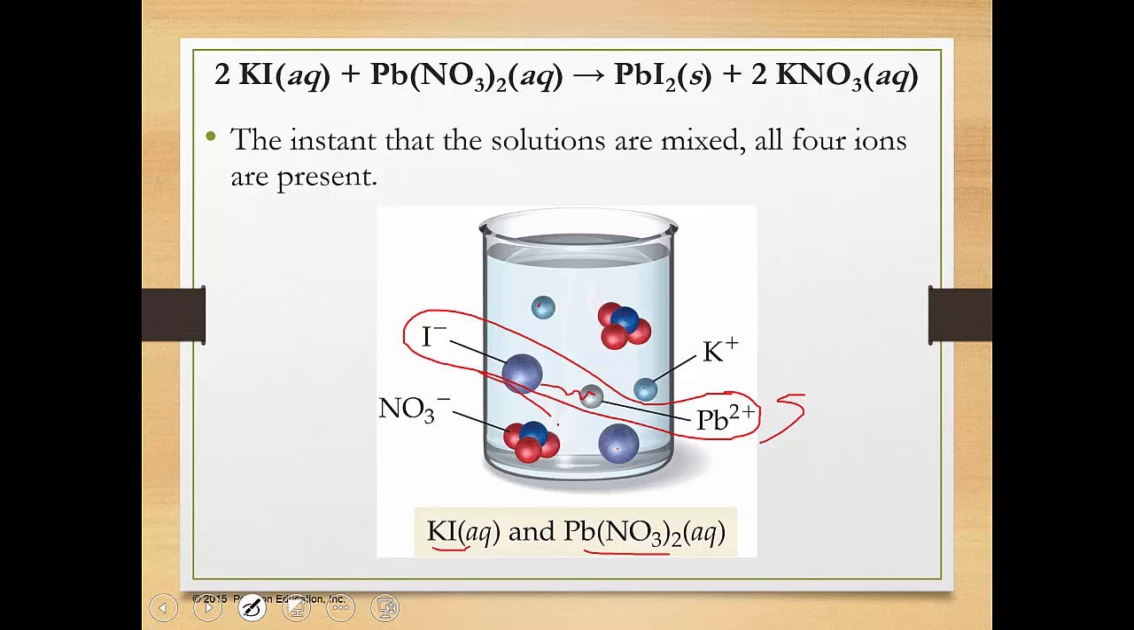Okay, nope, I apologize. We need 2 of those. I've got to balance out my charge. So those 2 iodides are going to bind to that 1 lead. And those are going to fall to the bottom of the container eventually as a solid. Okay, so notice that the potassium ions and the nitrate ions are still free in solution. The lead and the iodide have now been bound together. So we get our solid.